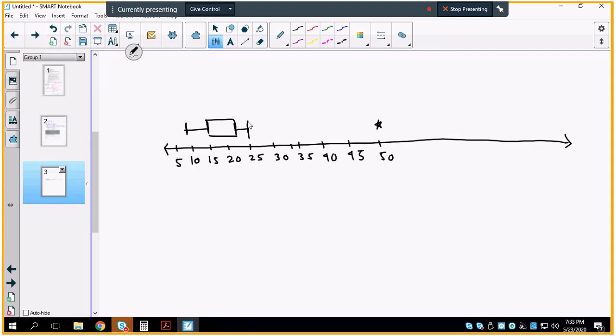And see, the tail on the left is longer than the tail on the right. The whisker, this one is longer versus this one. So I say that this is a left skewed distribution.